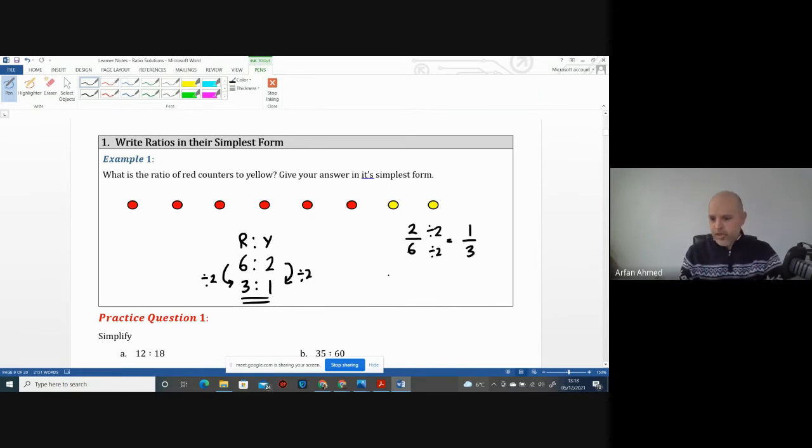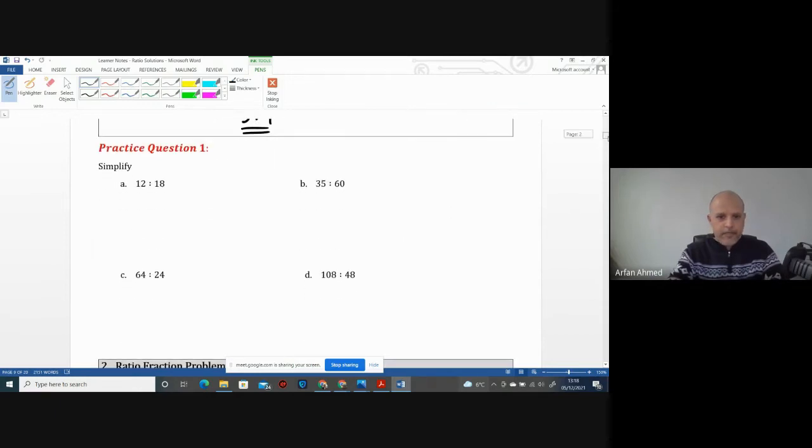Just do check, always do check. Does any other number go into both of these at the same time, apart from one, obviously? And if they don't, that's it, you're done. So let's have a go at these. You guys try them yourself first. If you want to try it yourself, pause the video and I'll go through it.